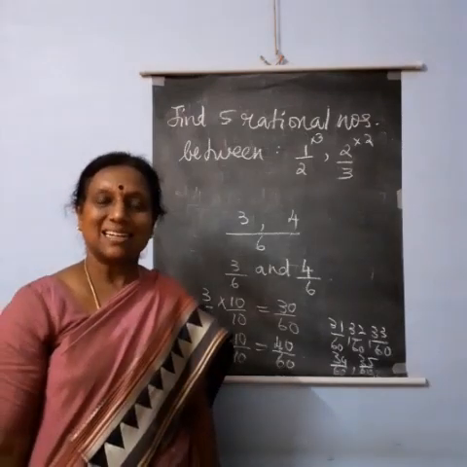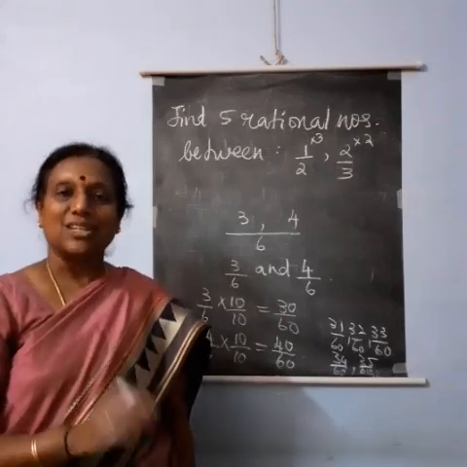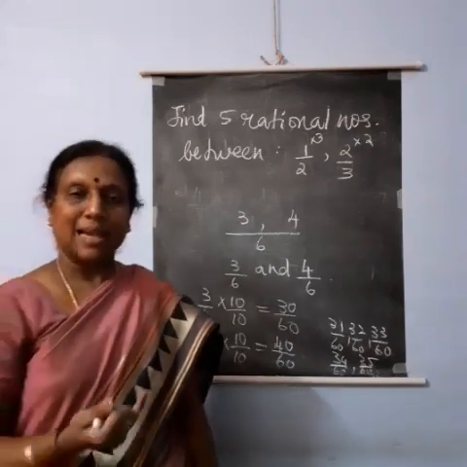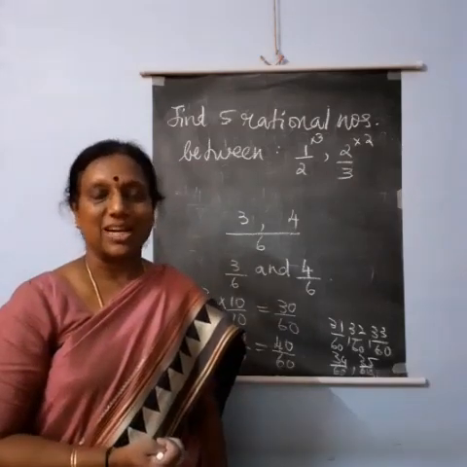Did you understand? Okay, I will give you some homework. Try to represent rational numbers on the number line and find rational numbers between two given rational numbers.